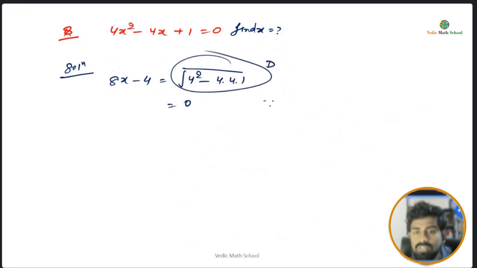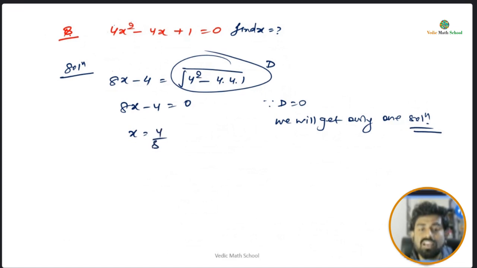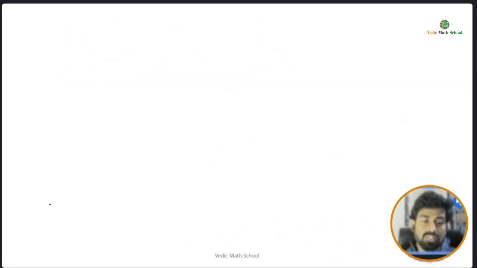And here, since d equal to 0, we will get only one solution. Only one solution. So what is the solution? 8x minus 4 equal to 0. So x equal to 4 by 8, and 1 by 2. So here I am not getting two values. Why? Because d equal to 0 here. In a multiple question, look at the next question.